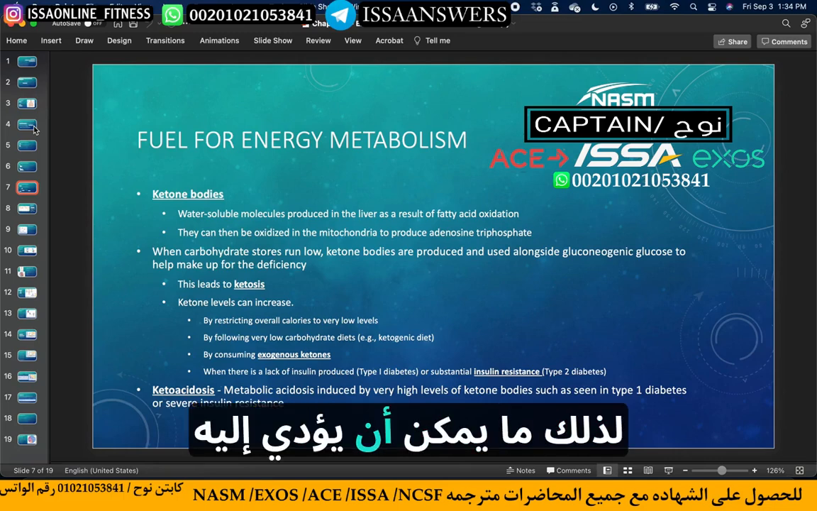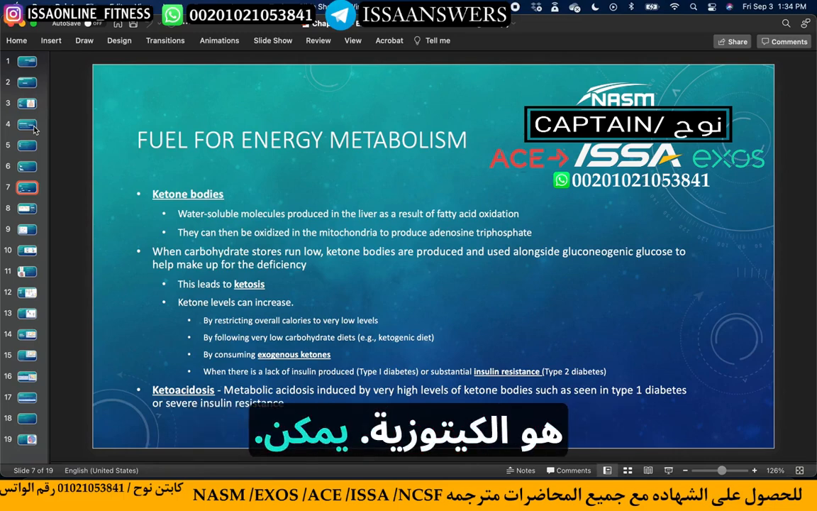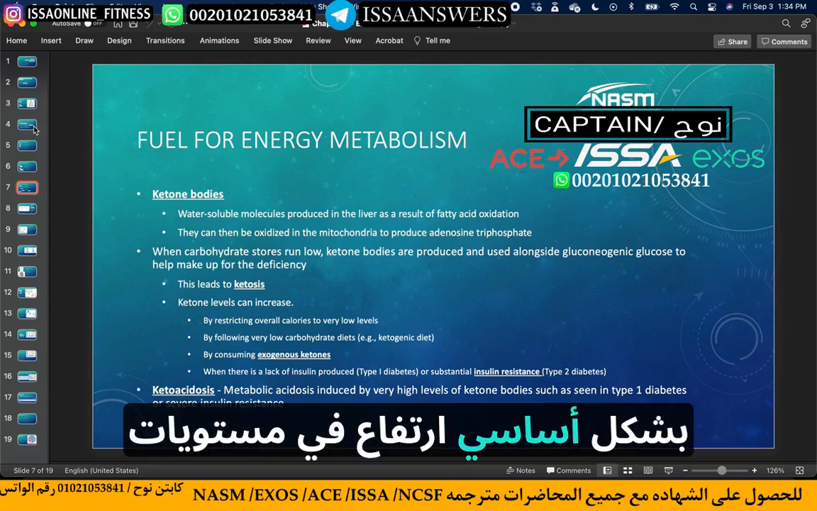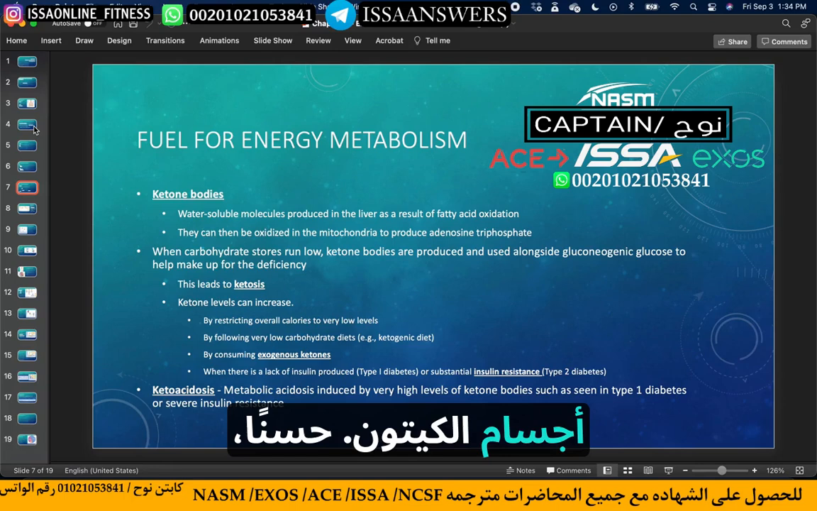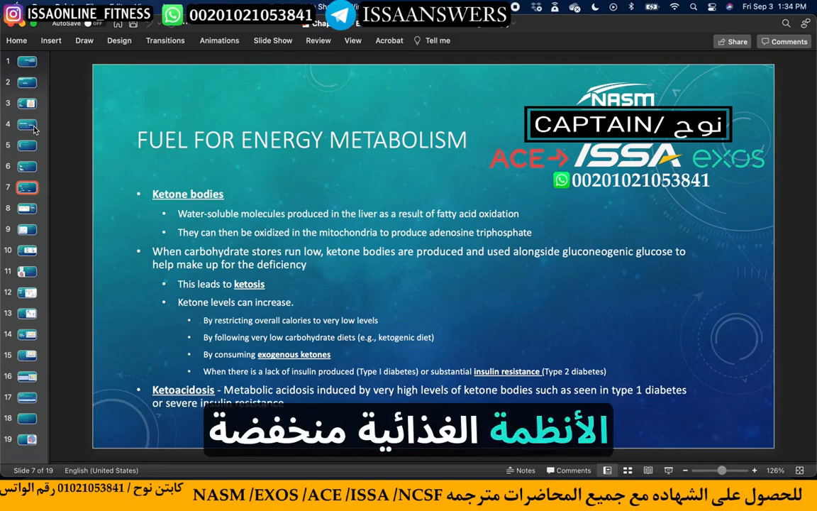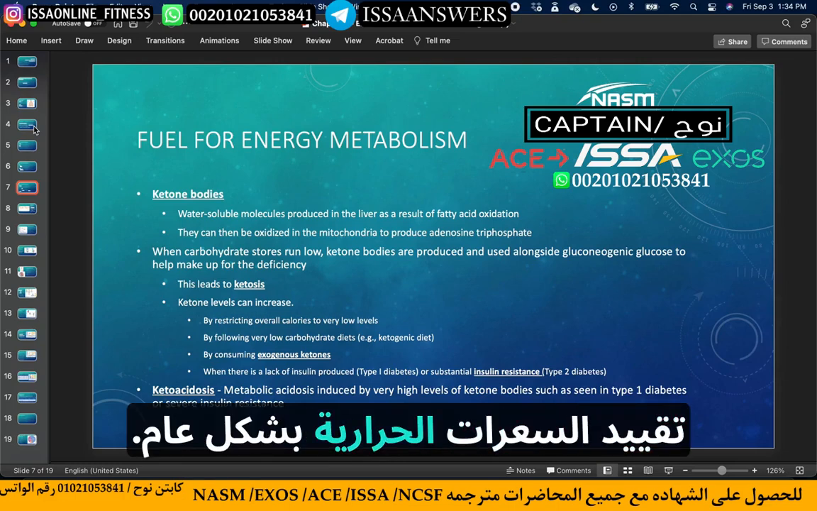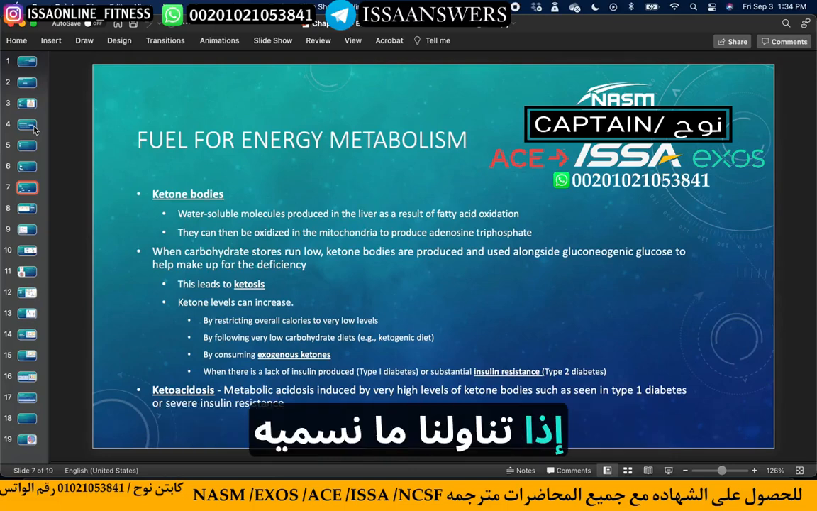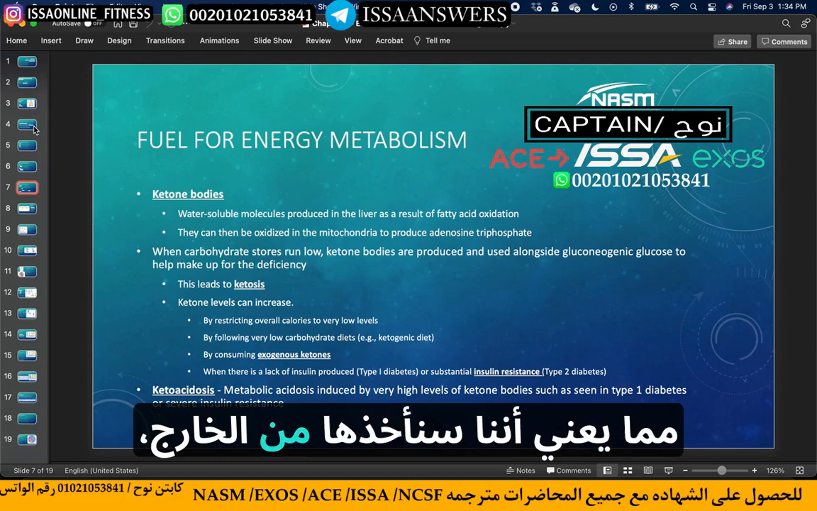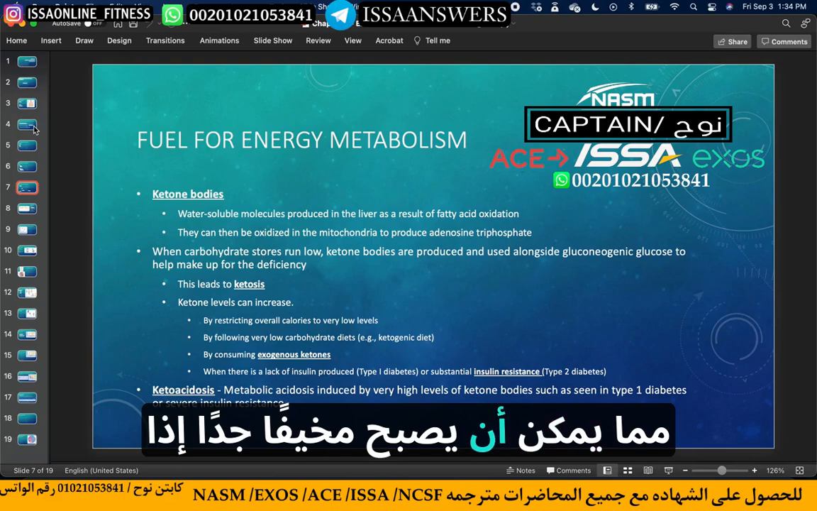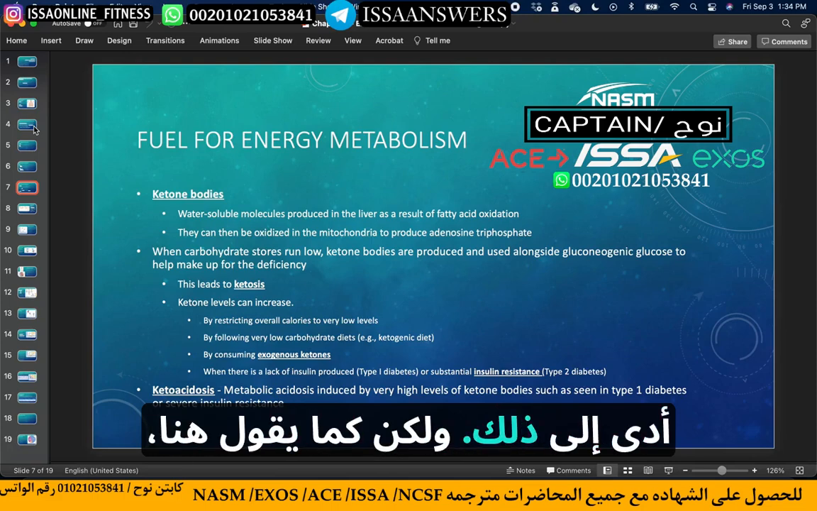Okay, so what that can lead to is ketosis. It doesn't mean it will, but it can lead to ketosis, which is basically a rise in those ketone body levels. Okay, so again, how are we going to get there? Ketogenic-based diets, low carb diets, restricting overall calories, that can be very, very low. Also, if we took in what we call exogenous ketones, exogenous meaning we're going to take it from the outside, so things that we consume.